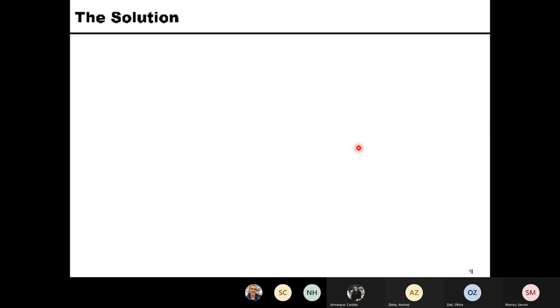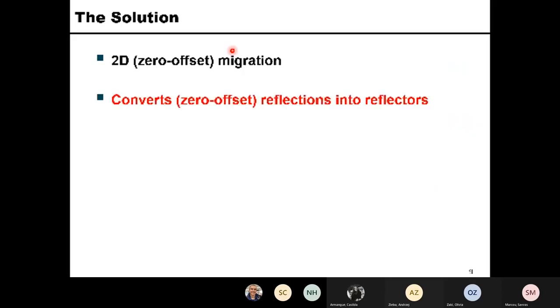So how to solve this problem? How to make your non-geological seismic profile into the geological image? The solution is migration, right? Because we have already done the stacking, the seismic profile mimics a zero offset image, right? So what we talk about today is called zero offset migration, right? The purpose is converting the reflections into reflectors. That's as simple as that.